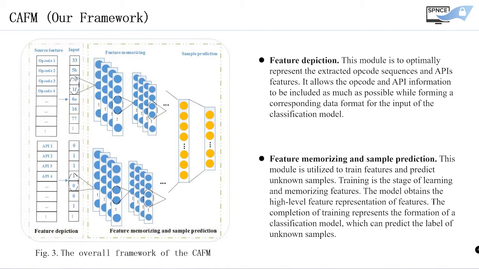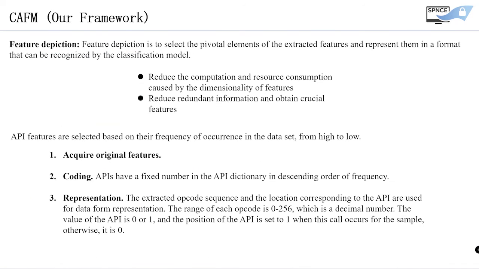This module is utilized to train features and predict unknown samples. Training is the stage of learning and memorizing features. The model obtains the high-level feature representation of features. The compilation of training represents a formation of the classification model, which can predict the label of unknown samples. Feature depiction is to select the pivotal elements of the extracted features and represent them in a format that can be recognized by the classification model.